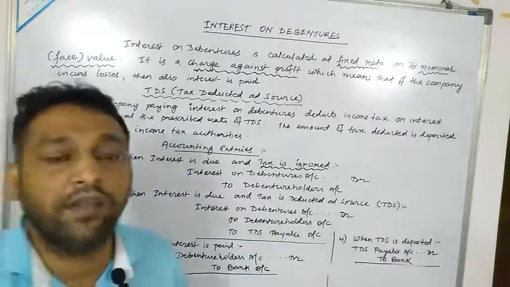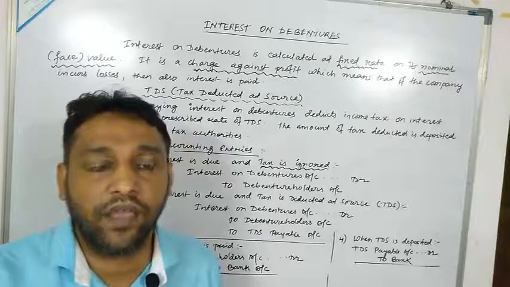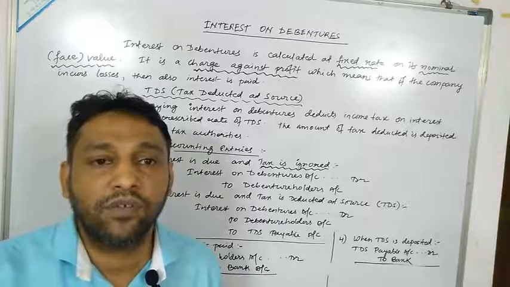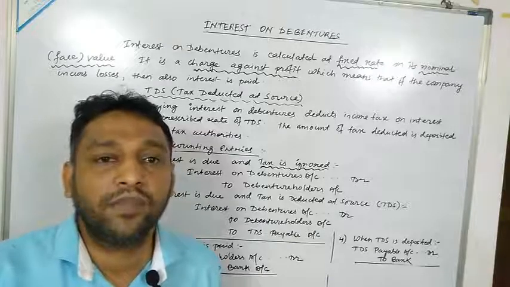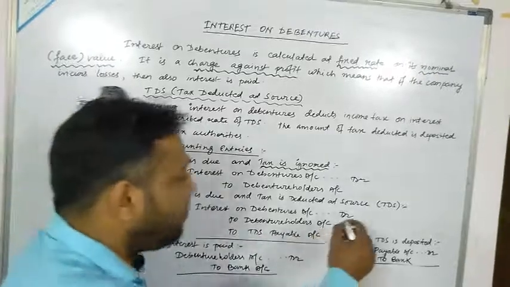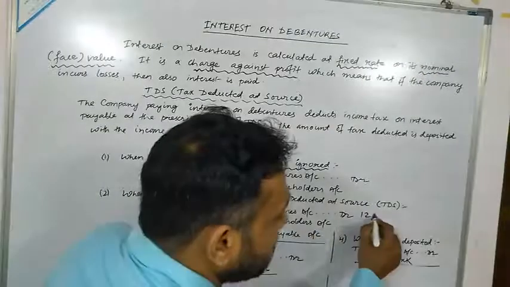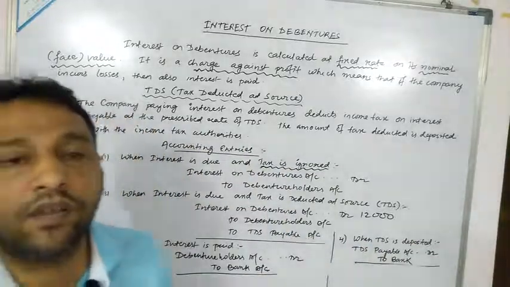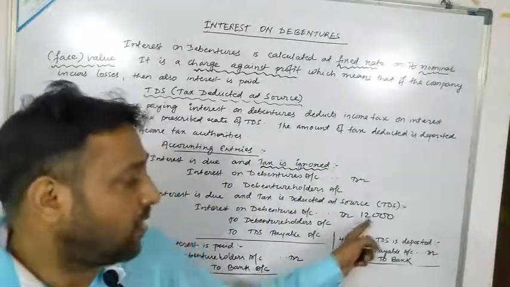Suppose for example 1 lakh debentures are there, and 12% interest on debenture is there. So you have to calculate 12% of rupees 1 lakh. So how much will be the amount? The amount would be rupees 12,000. 12% of 1 lakh, how much would it be? It would be your 12,000.